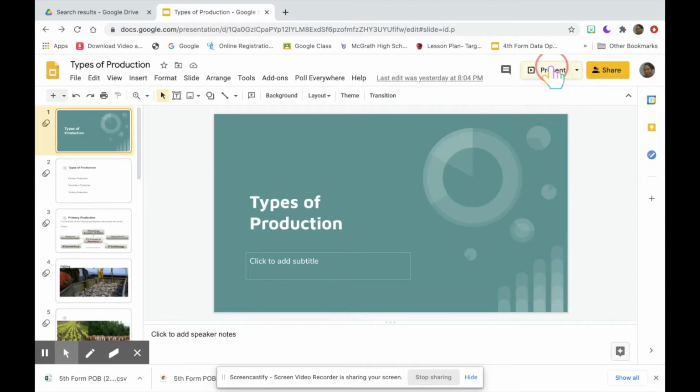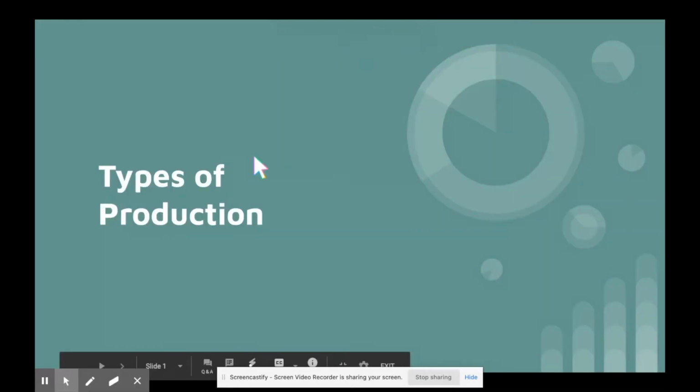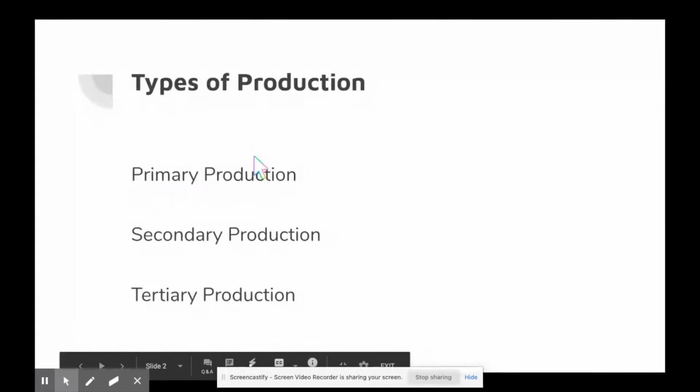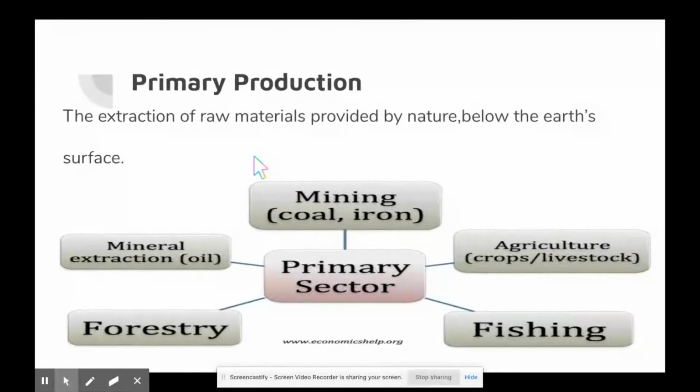Today we're going to be looking at types of production. There are three main types of production: primary, secondary, and tertiary production. Let's begin with the primary production.